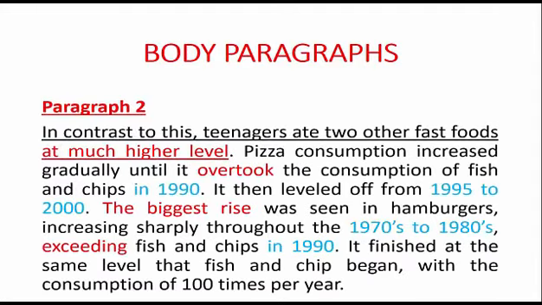Paragraph 2. In contrast to this, teenagers ate the other fast foods at a much higher level. Pizza consumption increased gradually until it overtook the consumption of fish and chips in 1990. It then leveled off from 1995 to 2000. The biggest rise was seen in hamburgers, increasing sharply throughout the 1970s to 1980s, exceeding fish and chips in 1990. It finished at the same level that fish and chips began, with a consumption of 100 times per year.